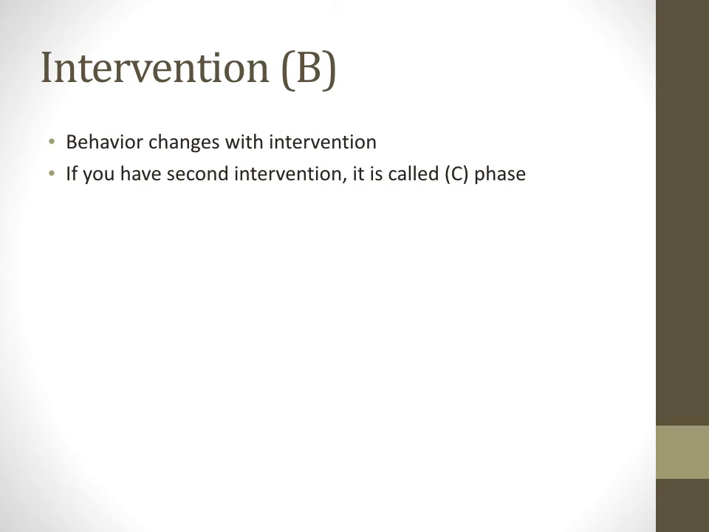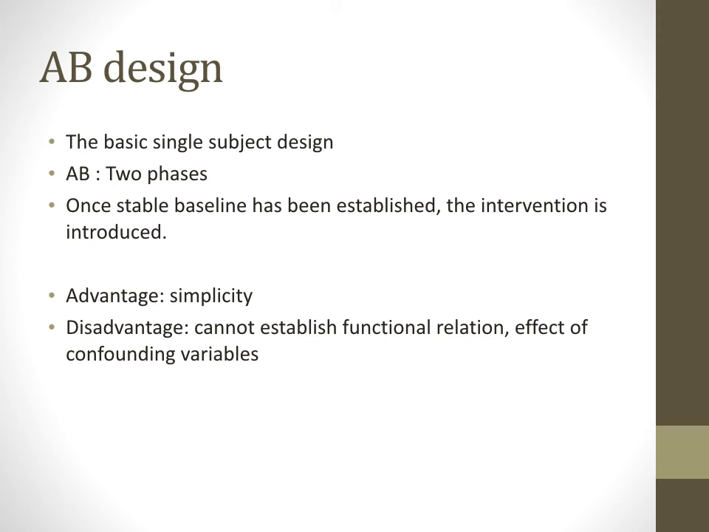B phase is always intervention. A phase is always baseline. But if you are using a second intervention strategy, it will be called C phase. So AB design is a basic single subject design, and only has 2 phases, A and B. When you have a stable baseline established, you can move on to intervention and you will provide more than 6 intervention sessions. It's very simple.